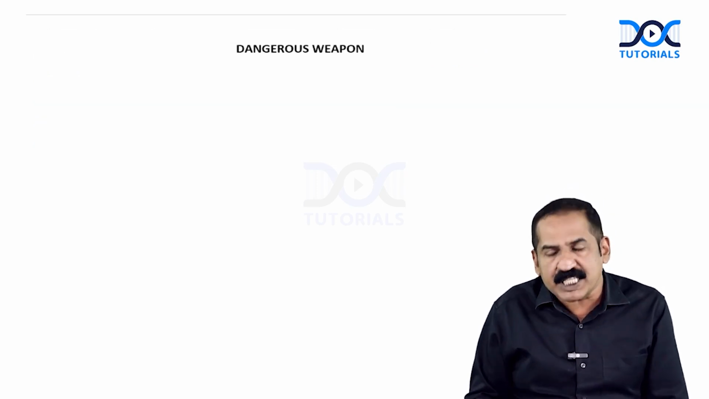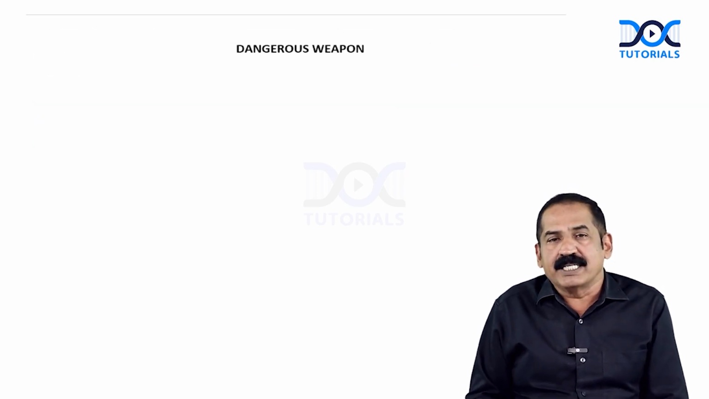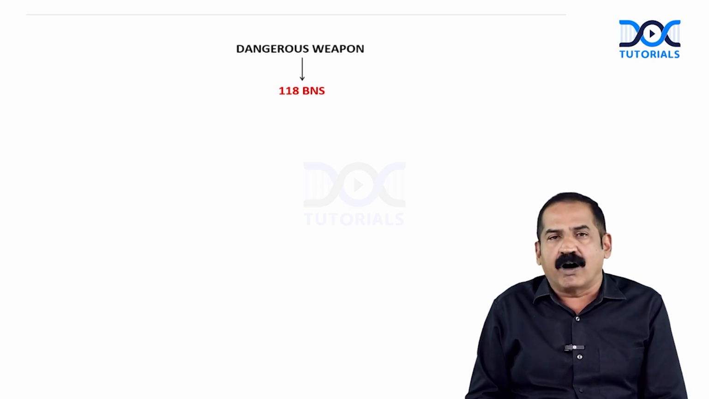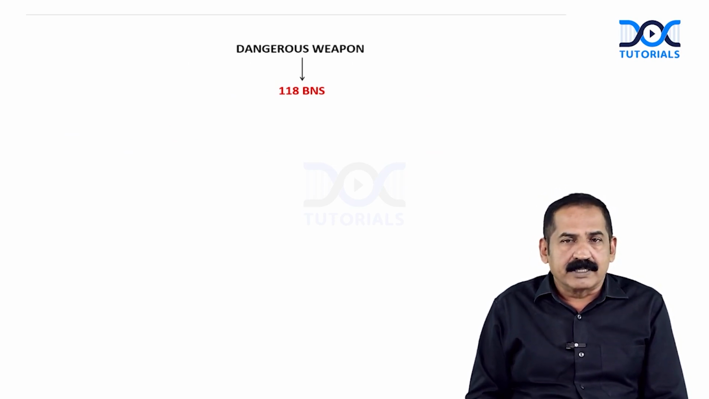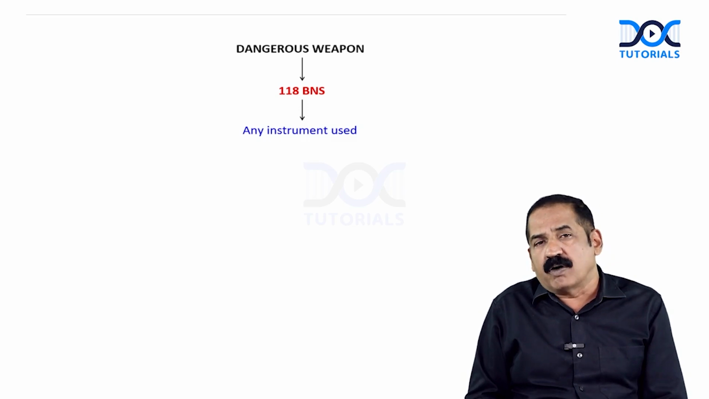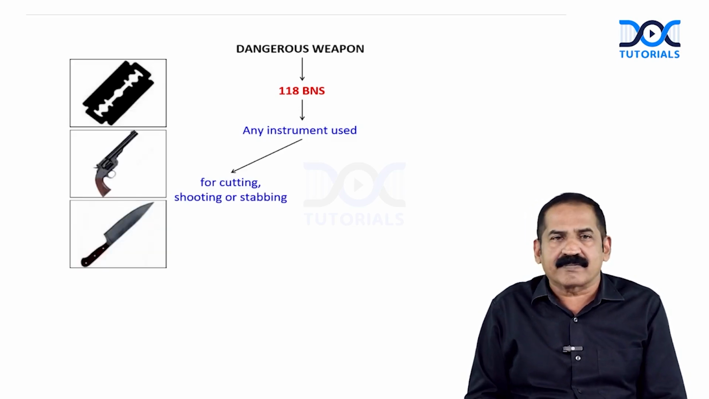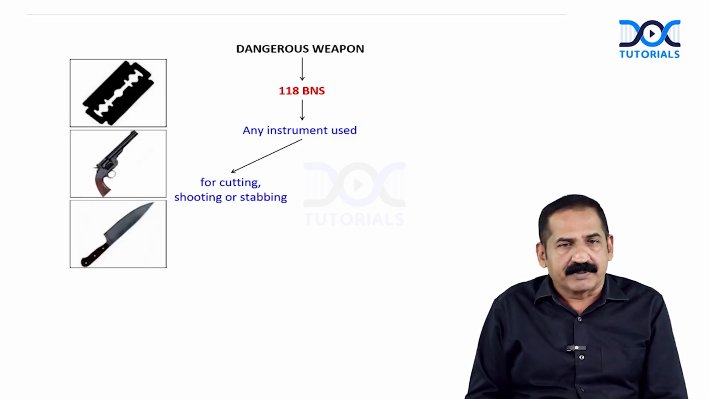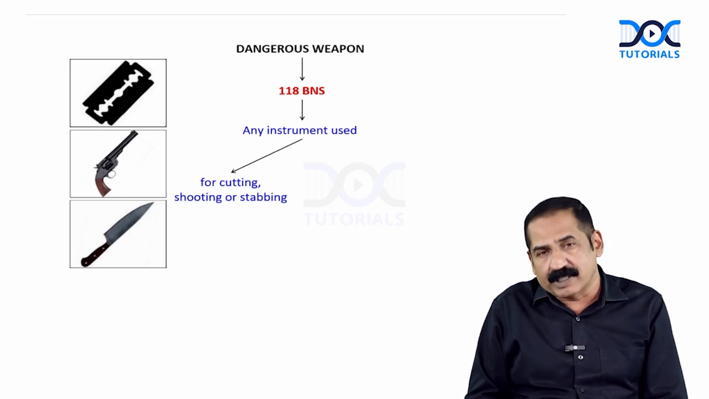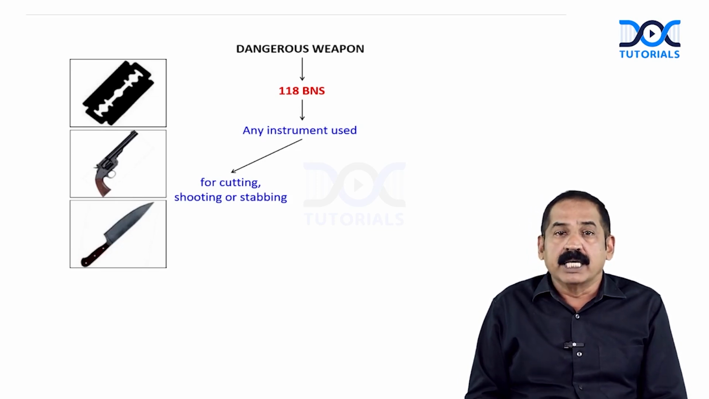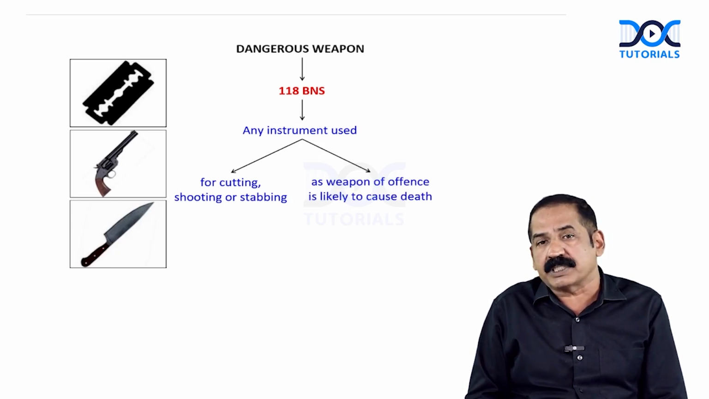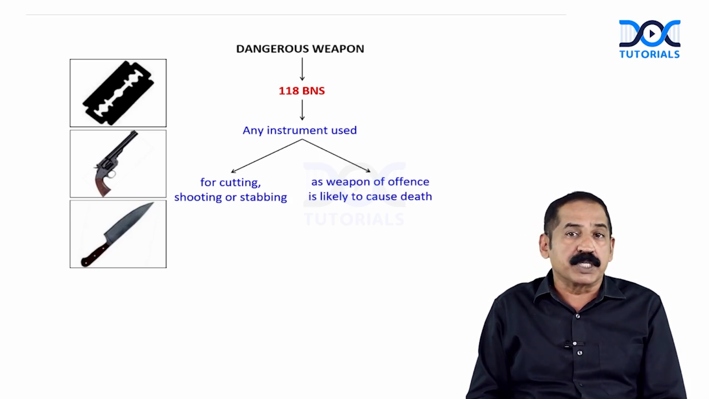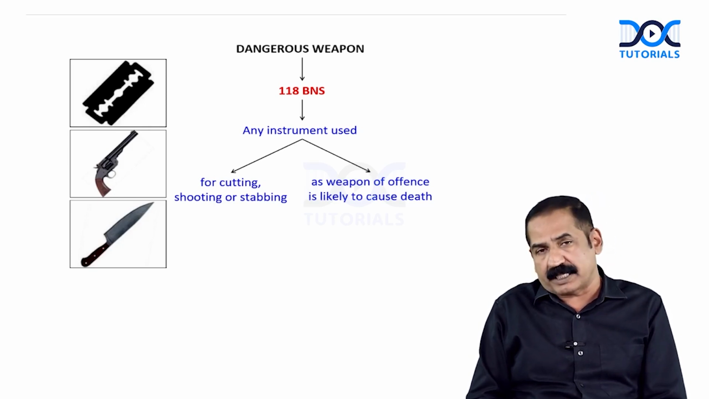Now coming to the dangerous weapon. Dangerous weapon is defined under section 118 of Bharatiya Nyaya Sanhita. Dangerous weapon is any instrument used for cutting, shooting or stabbing. Any sharp instrument, any firearm, any pointed weapon, or any weapon or any instrument when it is used as weapon of offense is likely to cause death. When it is used as weapon of offense, likely to cause death.